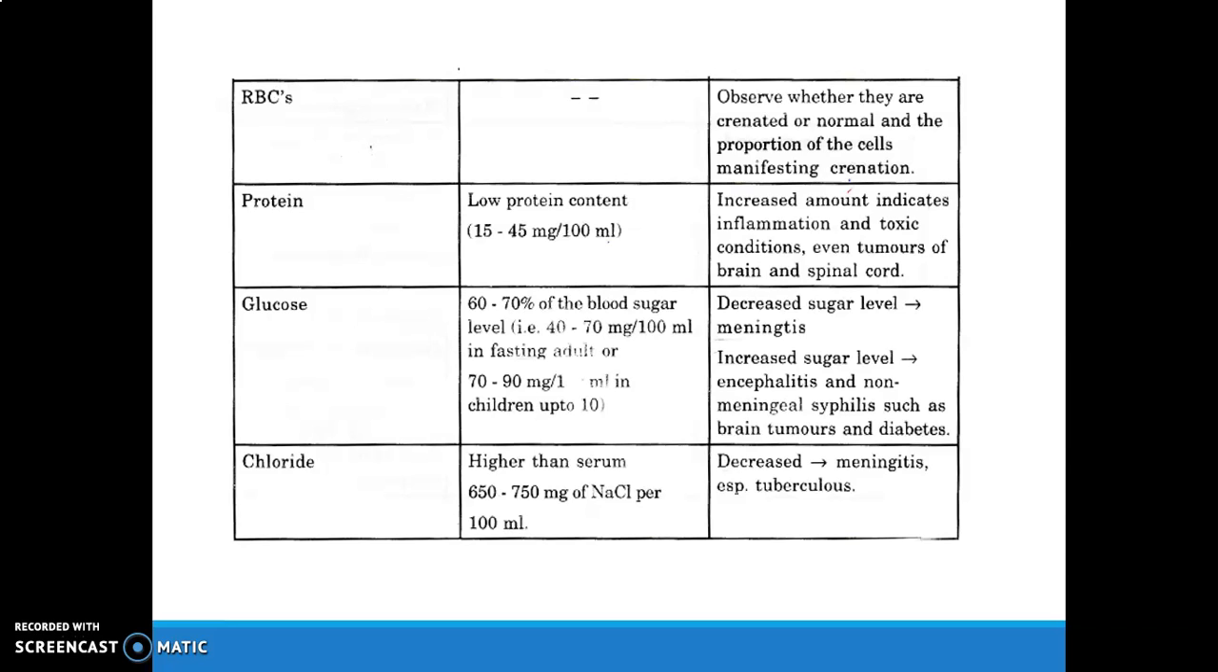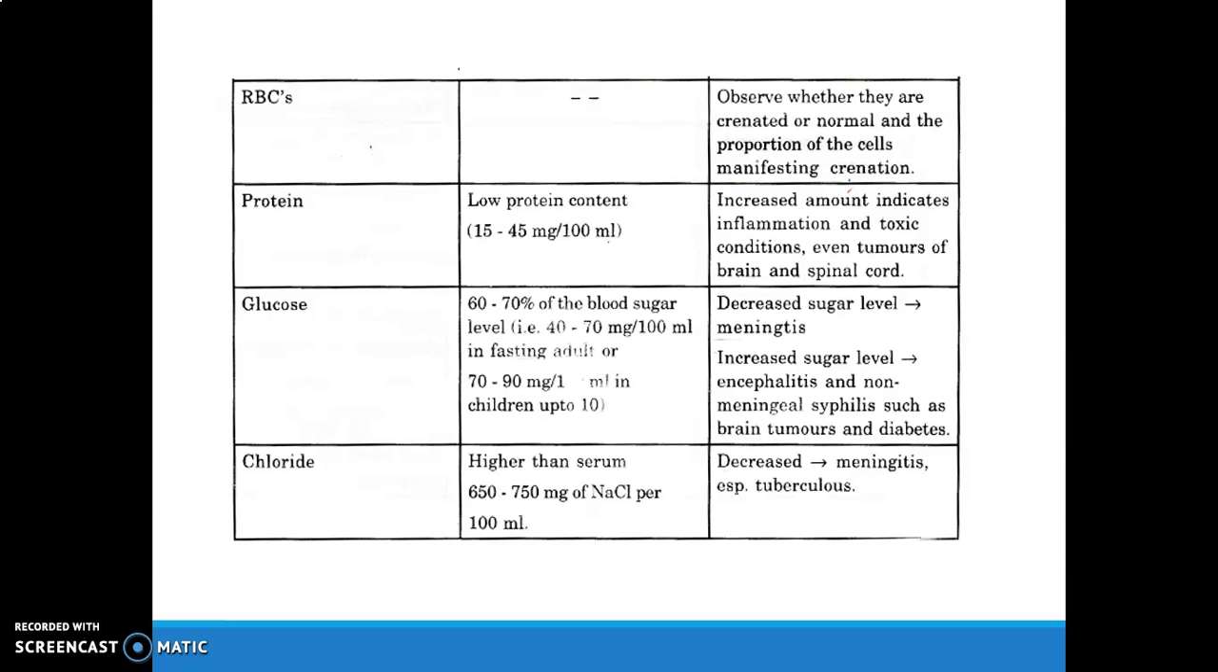Protein: the normal protein content should be 15 to 45 mg per 100 ml. An increased amount indicates inflammation and toxic conditions, even tumors of the brain and spinal cord. Then glucose: 60 to 70% of the blood sugar level, that is 40 to 70 mg per 100 ml in a fasting adult, or 70 to 90 mg per 100 ml in children up to 10 years.